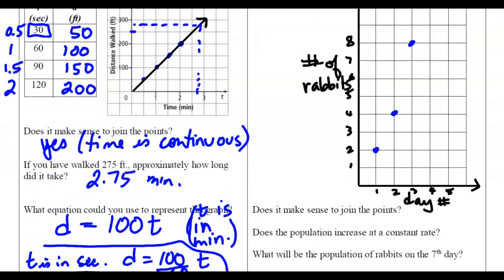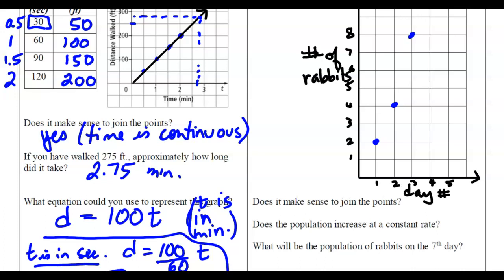So we've graphed it. Can we join the points? No, and the reason being, yes, time is continuous. We could have half of a day, but we can't have half of a rabbit, right? Or a quarter of a rabbit. So we can't have part values. So no, can't have part of a rabbit.